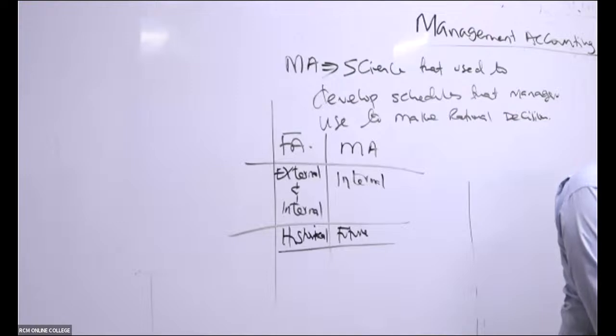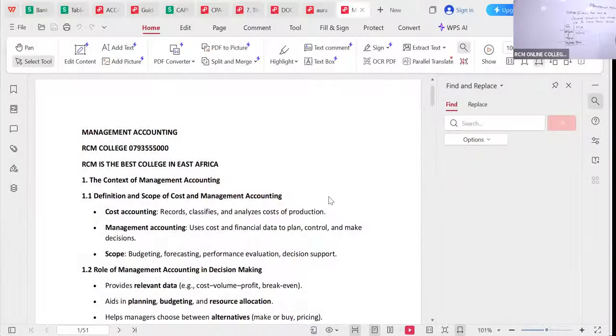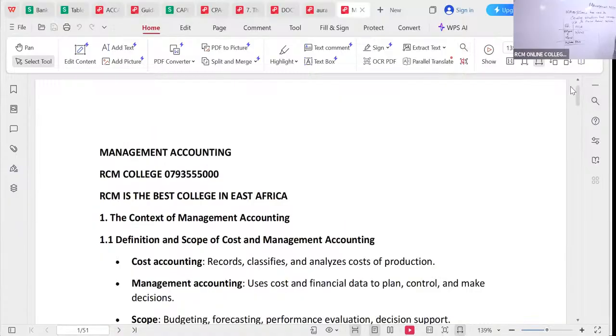Those notes, I would want you to open them. We shall be using those notes if possible. Print them, because in my class we don't write notes. In my class, we depend on that handout throughout. You will like it.